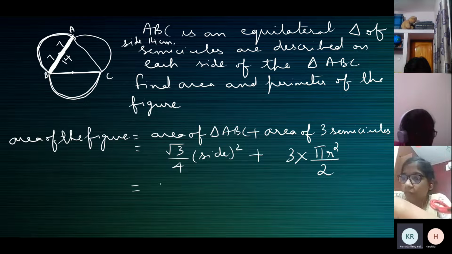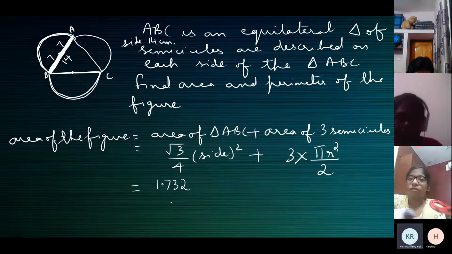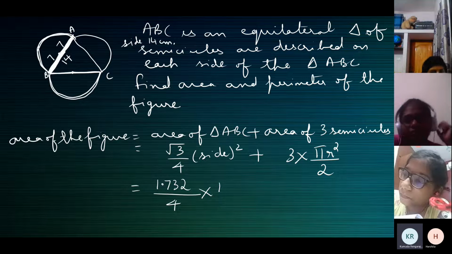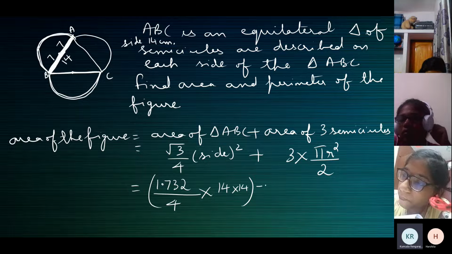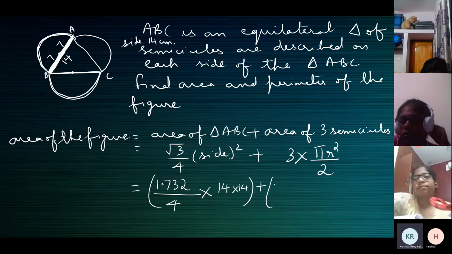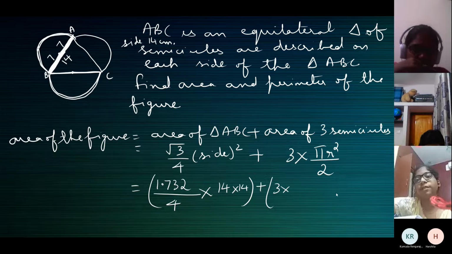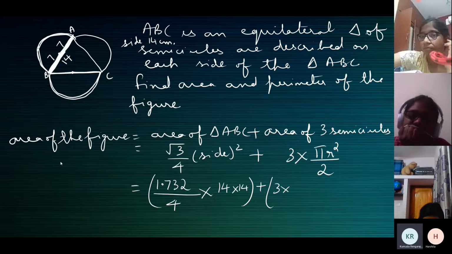Now what do we substitute here? Children, the value of root 3 will be given to you. Now I'm telling you it is 1.732. 1.732 divided by 4 into the side is 14. So 14 into 14 plus 3 into what's the value of pi? 3.14 or 22 by 7, ma'am. 22 by 7. You have to take 22 by 7, not 3.14. We must take 22 by 7 when nothing is given.